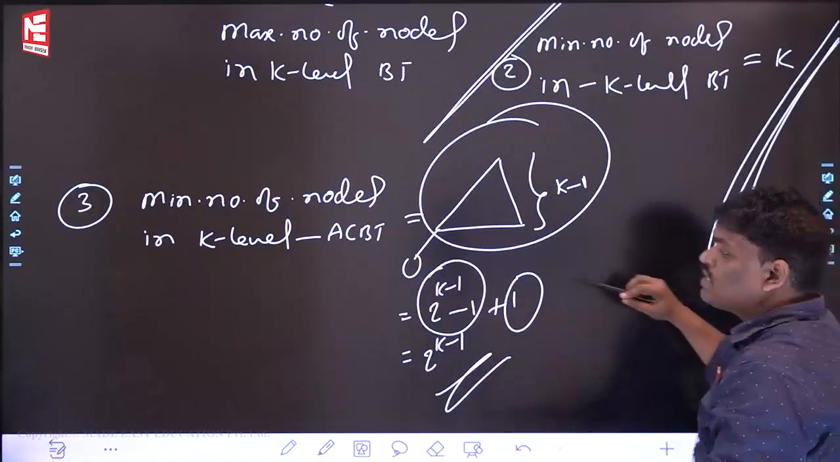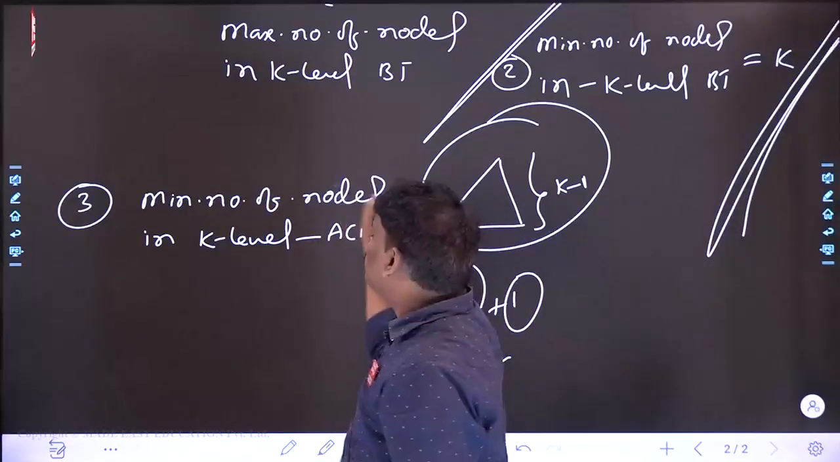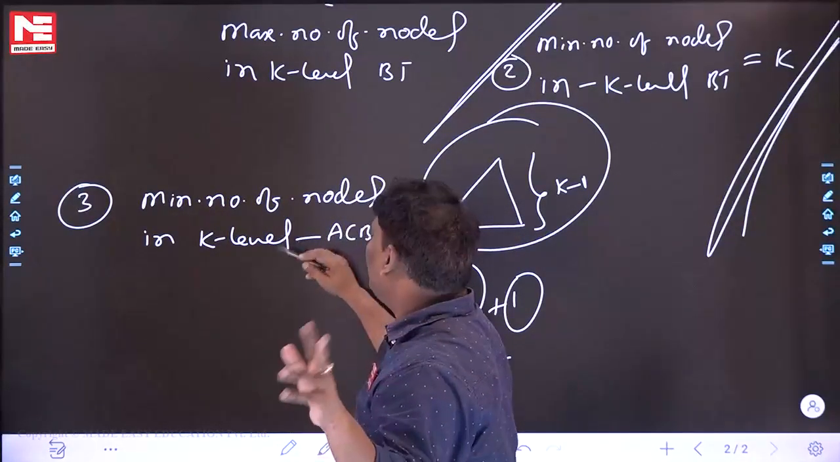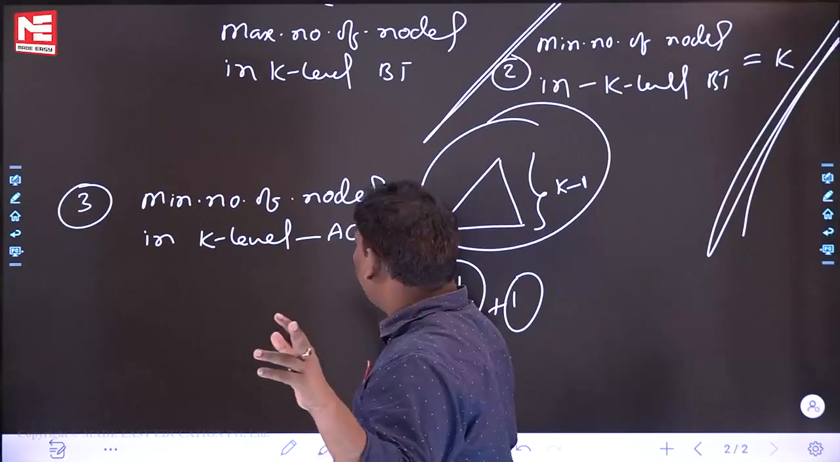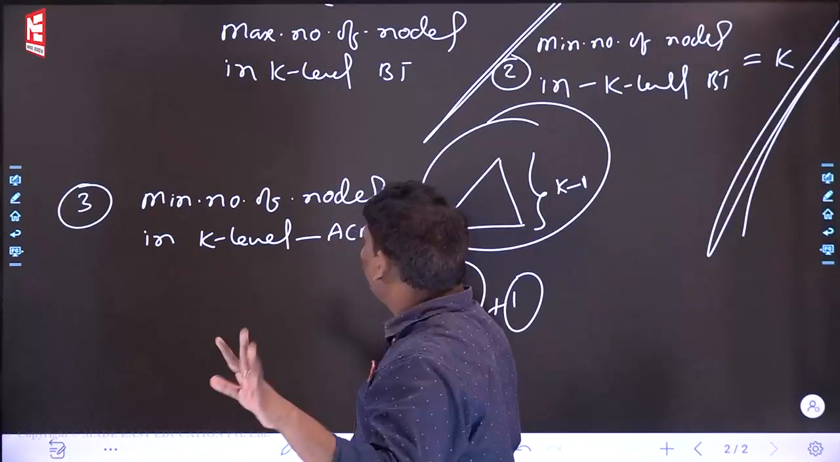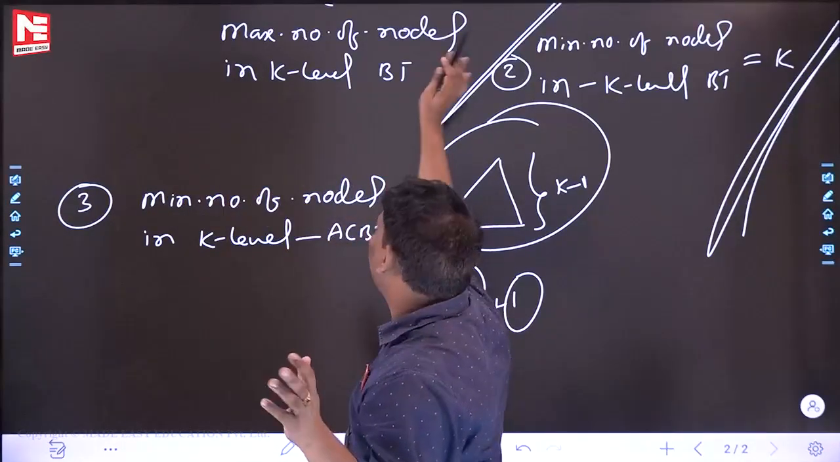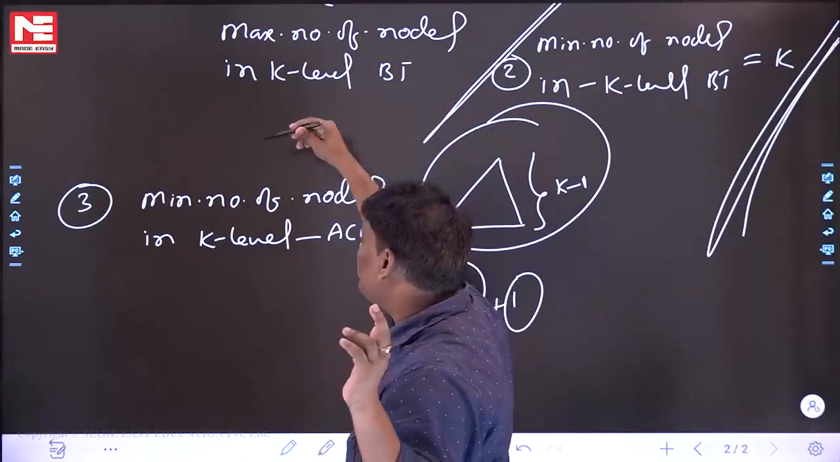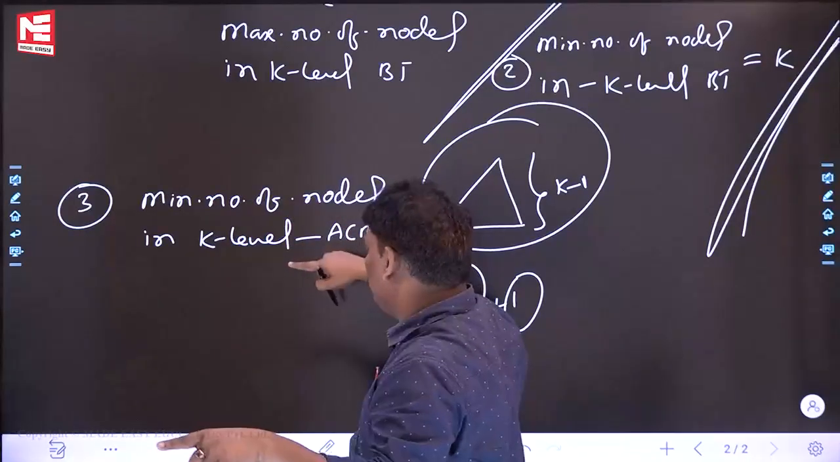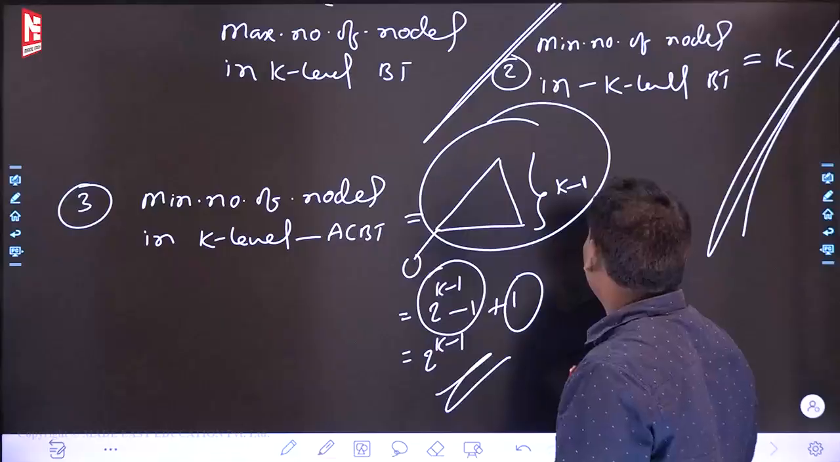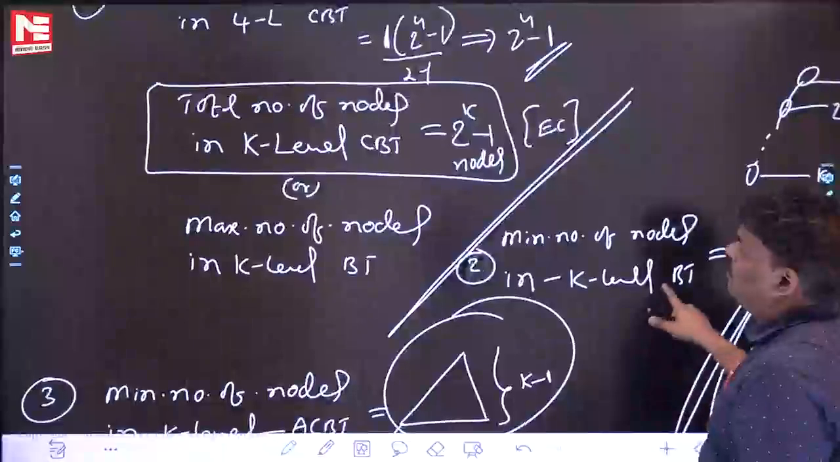I am thinking you are okay. Some people are asking, sir, maximum number of nodes in K level almost complete. Try to remember. When you say K level binary tree or almost complete binary tree, any binary tree, the maximum is going to be the complete story only. When you say maximum, you have to keep more nodes, which is going to be a complete binary tree only. So three things I said to you, please take care.